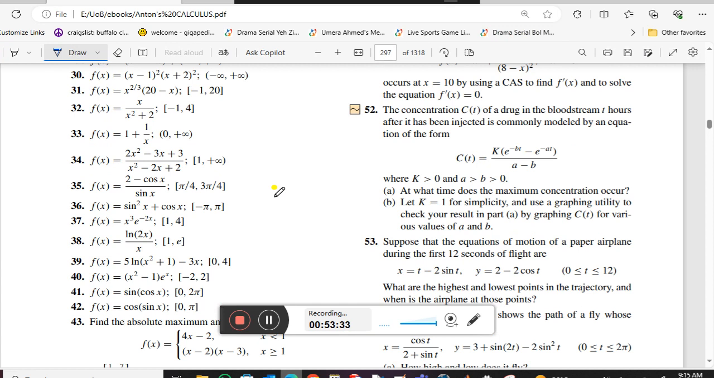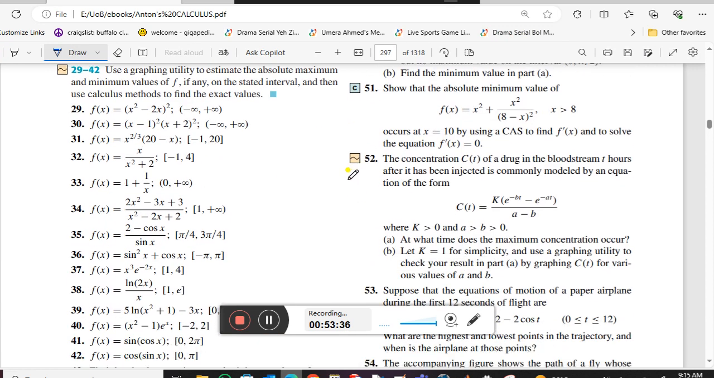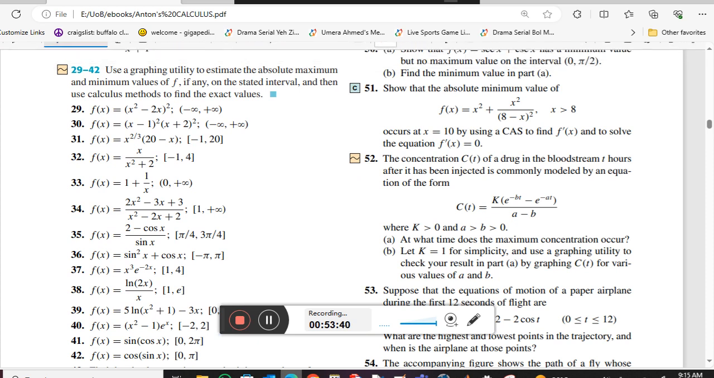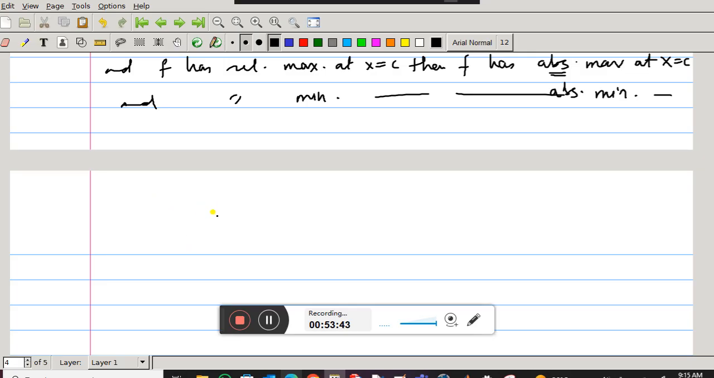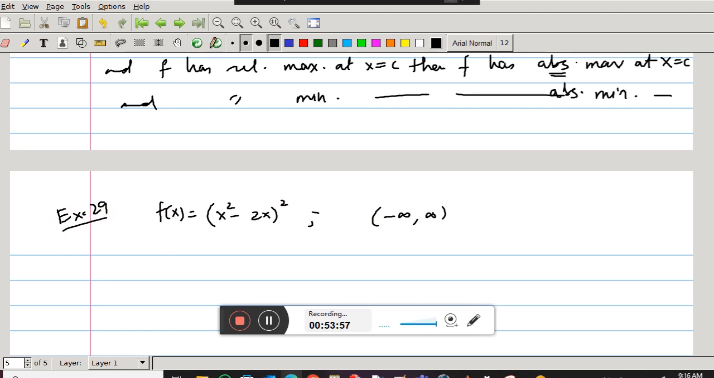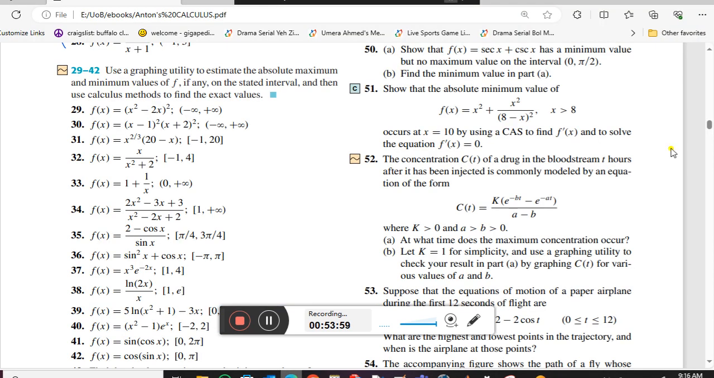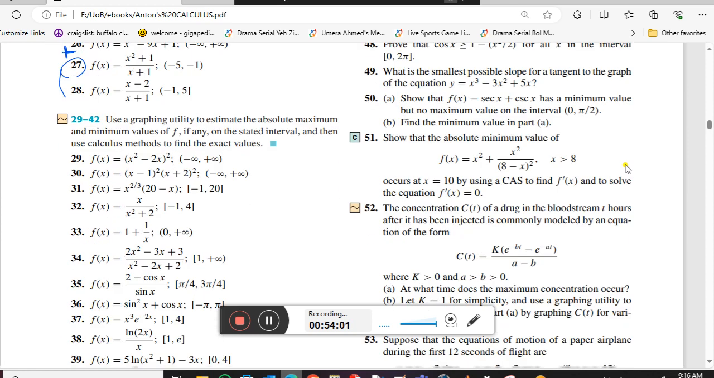All right, so let's see. I can pick some question. Maybe the first one, 29, x square minus 2x square, and the interval is minus infinity to plus infinity. Exercise 29 on page 273.